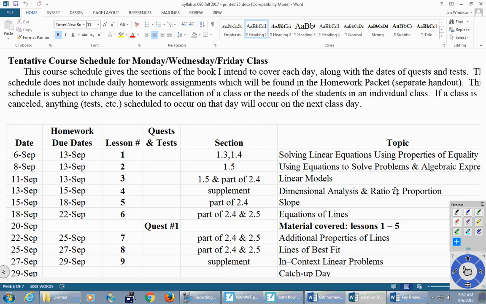And here's what it says. Today is September the 6th. We are doing something called lesson number 1. All the lessons are numbered. We'll get into the flow in the next few classes. It tells you what topic we're covering today, and it also tells you when the homework is due.